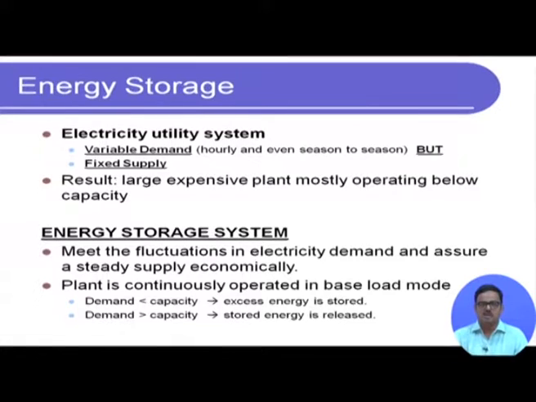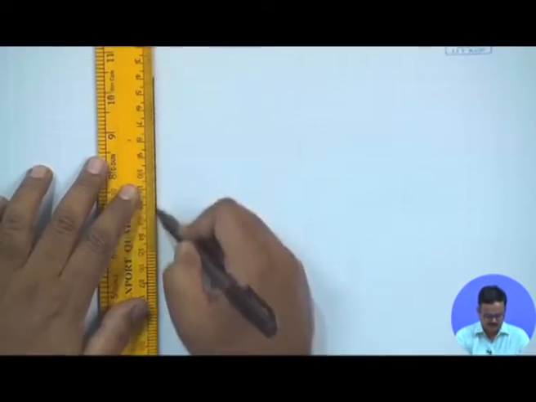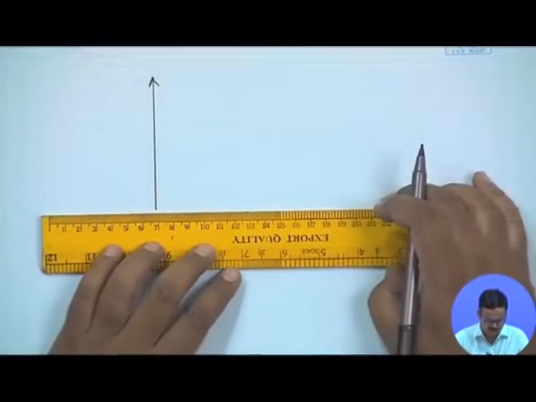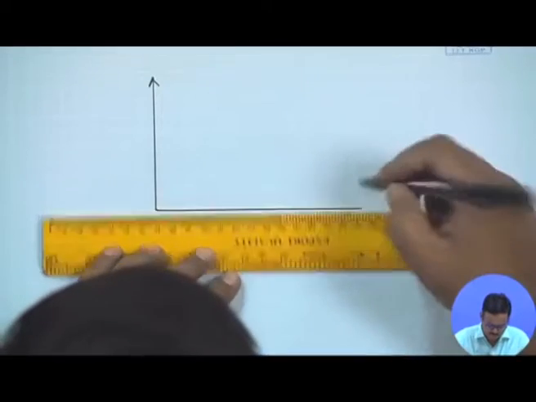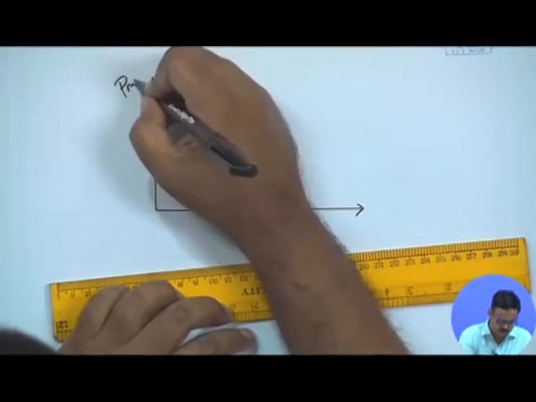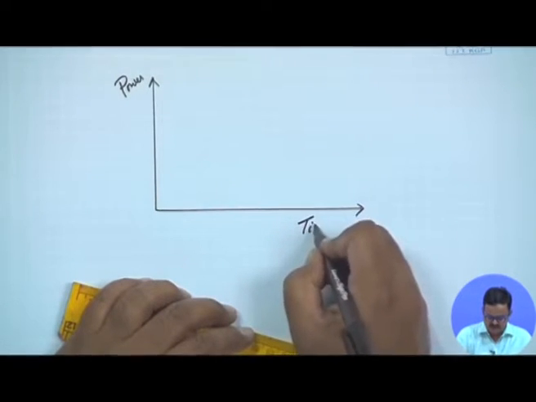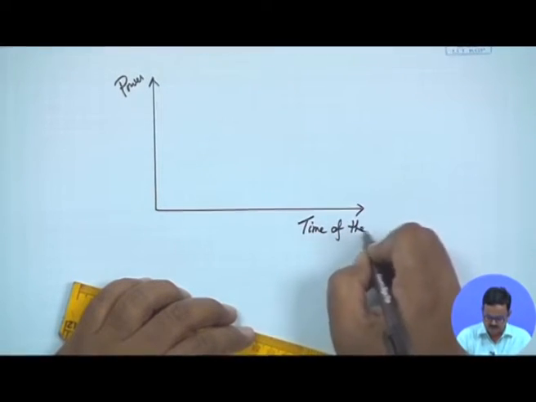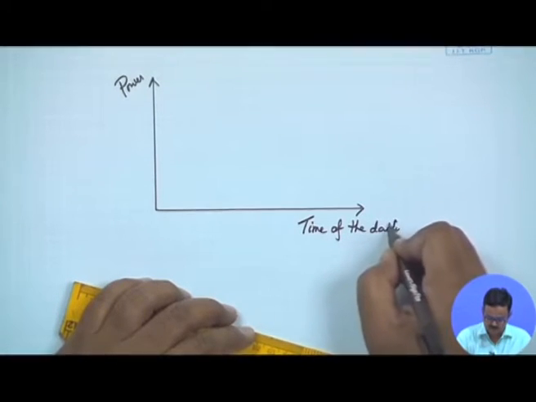So, the plant is continuously operated in the base load mode. When the demand is less than capacity, which is off peak hours, the excess energy will be stored, and when the demand is greater than the capacity, the stored energy will be released to meet the additional demand. So, if I want to draw that in a simple form, I would draw it in this manner. I would say this is my power. Let us say this is power, and for the time being, this is time of the day. Okay. I am talking about a daily variation.